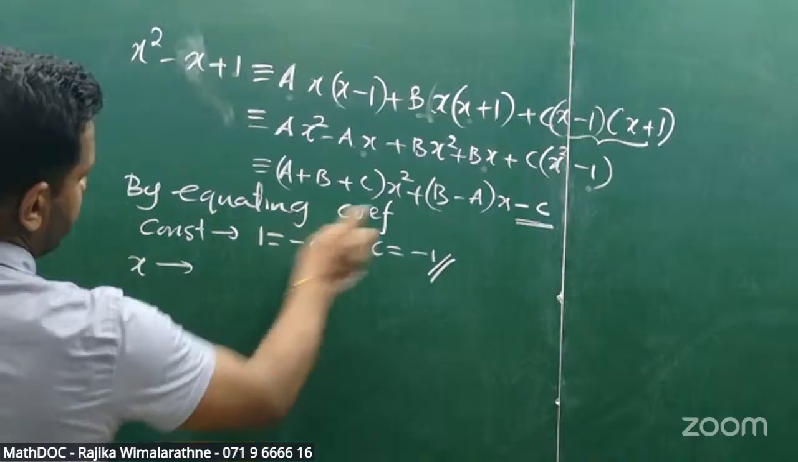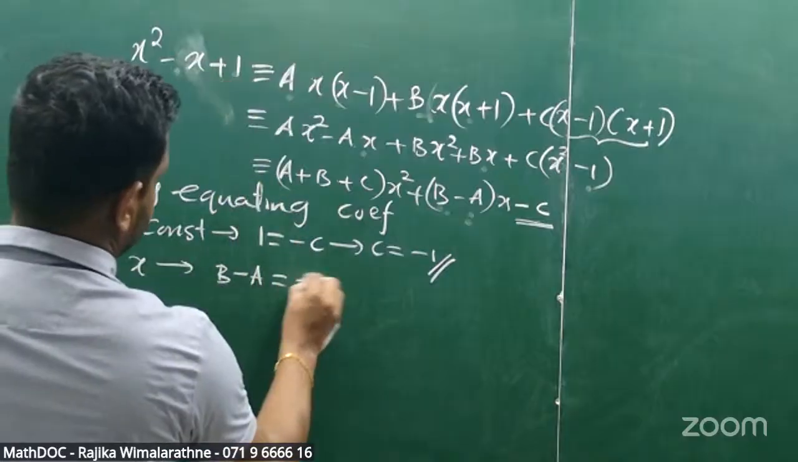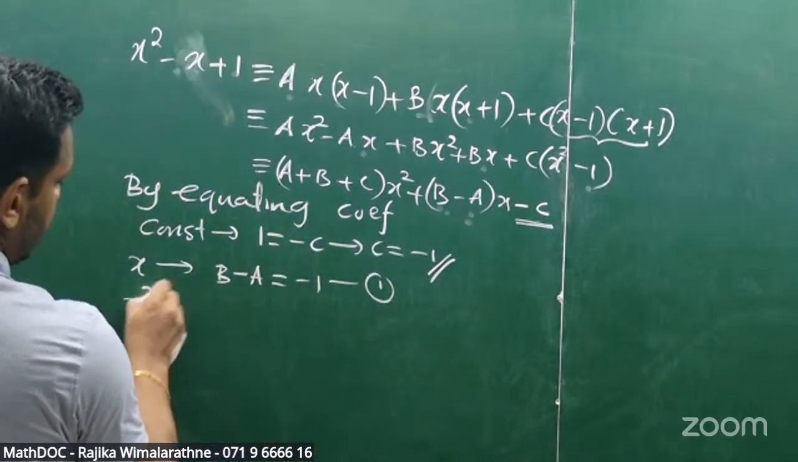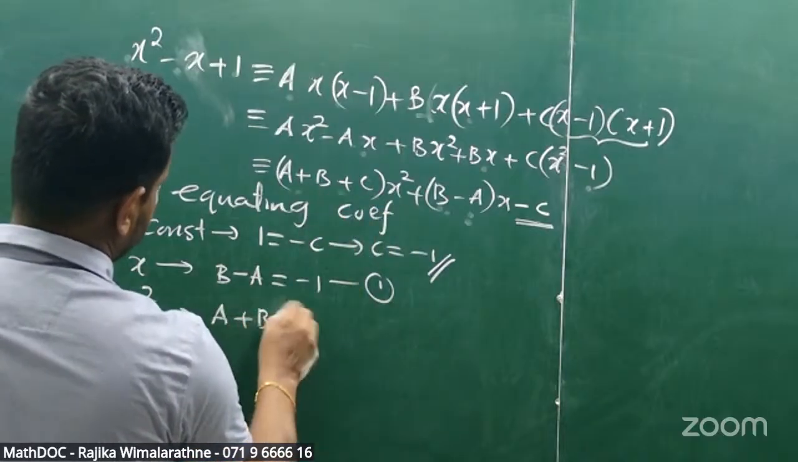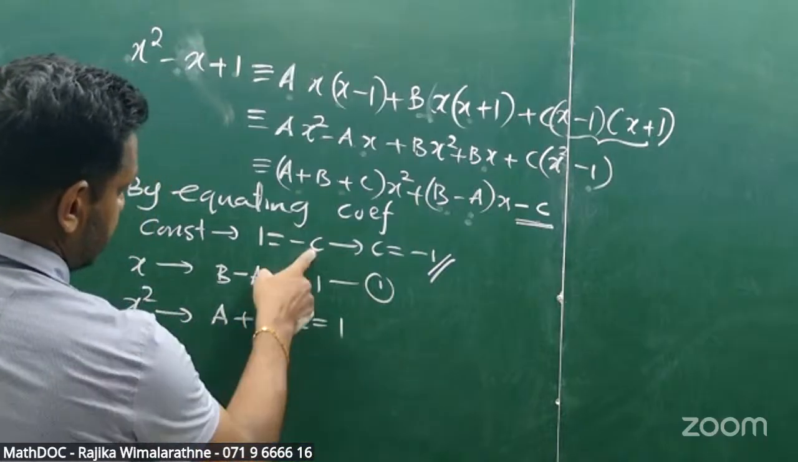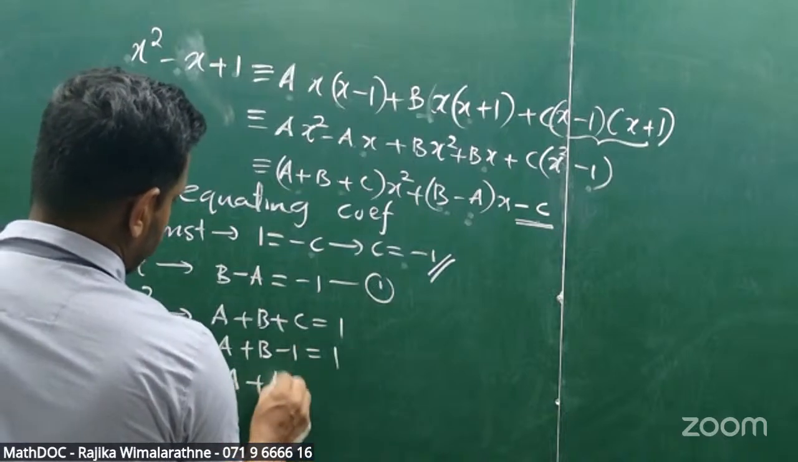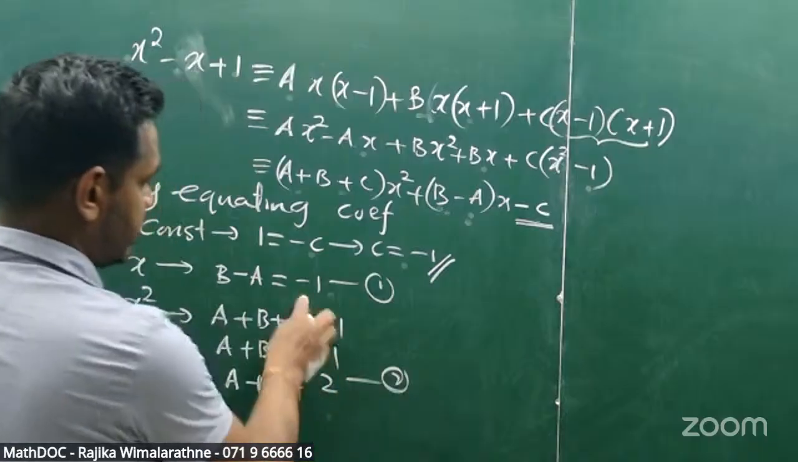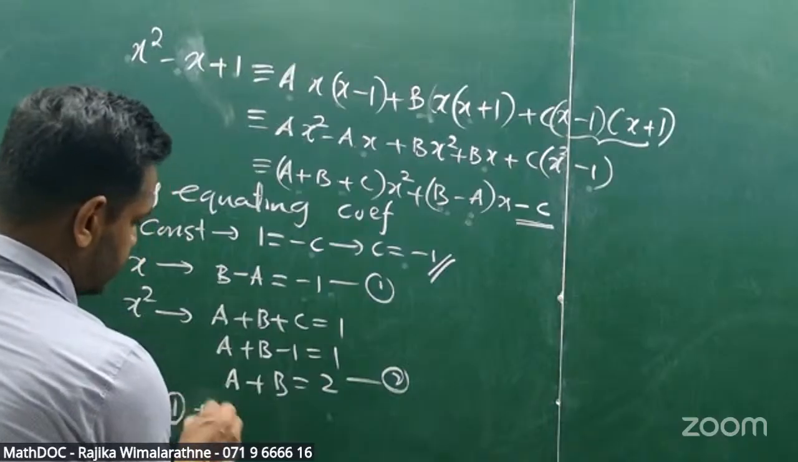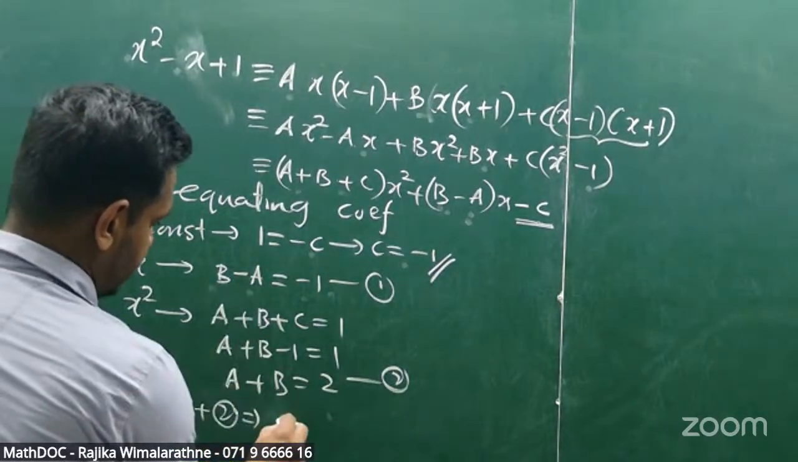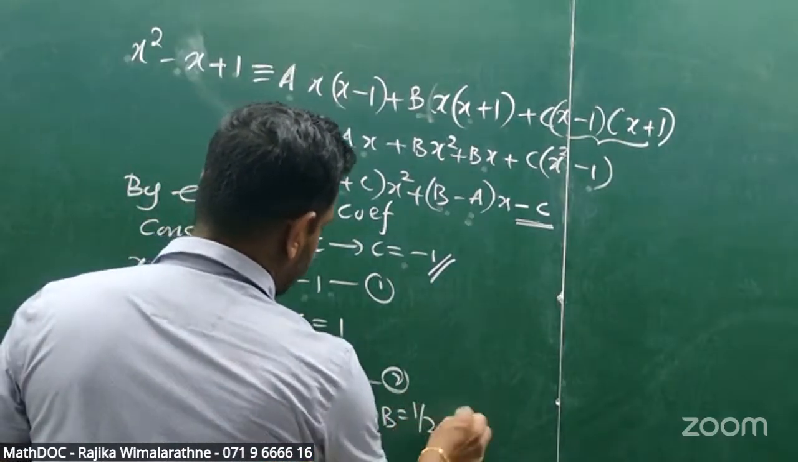Then c equals minus 1. Then for x, the coefficient is b minus a, which equals minus 1, say 1. For x squared, the left side has 1, and the right side has a plus b plus c. Since c equals minus 1, a plus b equals 2. Now we have two simultaneous equations, so we can easily find a and b. Adding them cancels a, giving 2b equals 1. Then b equals half.